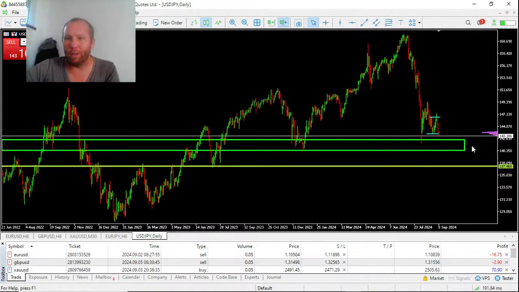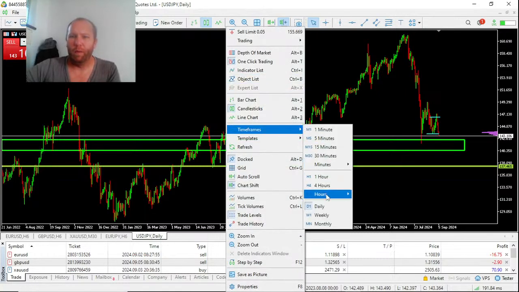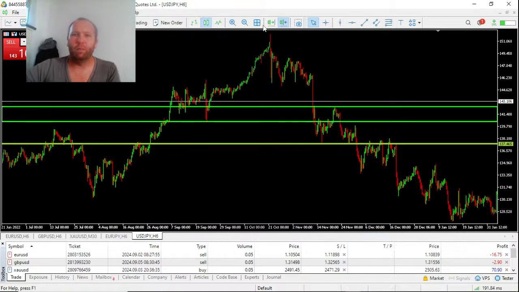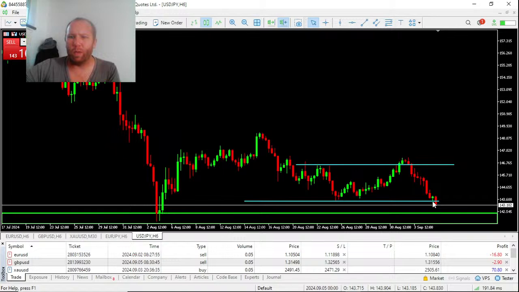So we are close to a major support. I want to go down to the 6 hours. Even like now, we do see a break of structure, a break of the previous low. I am not gonna wait for a retest or a second run. I'm waiting for a buying opportunity.